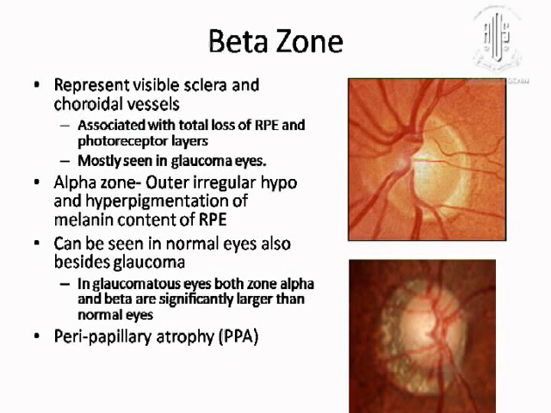The significance is that the alpha zone can also be seen in normal eyes besides glaucoma. But again, this is a proven fact, all of us will agree, that in glaucomatous eyes, both beta zone and alpha zone tend to be larger compared to a normal eye. And as sir has mentioned already, sometimes these are together referred to as PPA or peripapillary atrophy. But the important thing is to look for that white patch next to the disc margin.